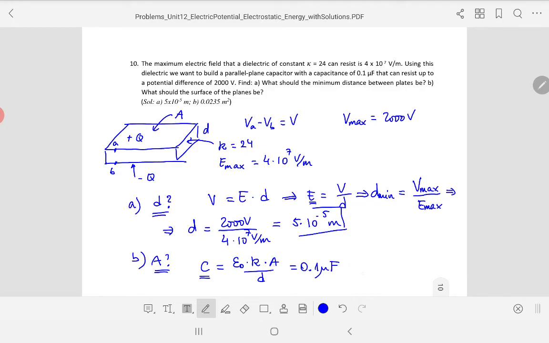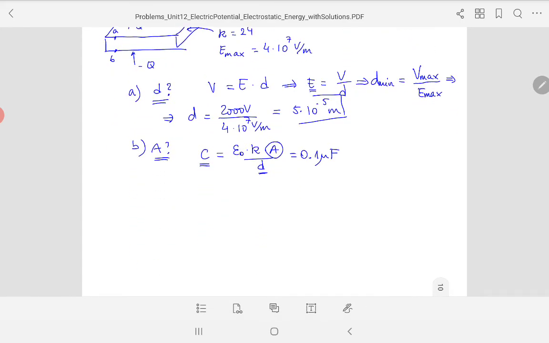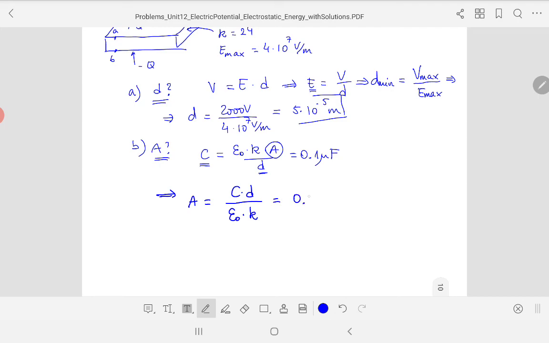So here we just have to solve for A, because we have already set what the distance between plates should be. If we do so, then A has to be the capacitance times D divided by epsilon sub 0 kappa. If you do the maths, this provides 0.0235 square meters for the plates.